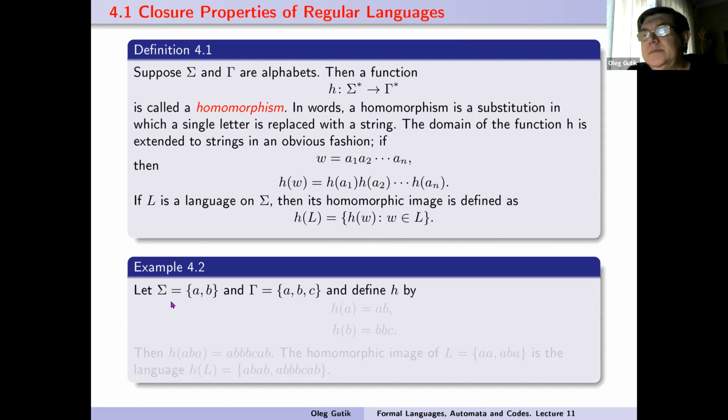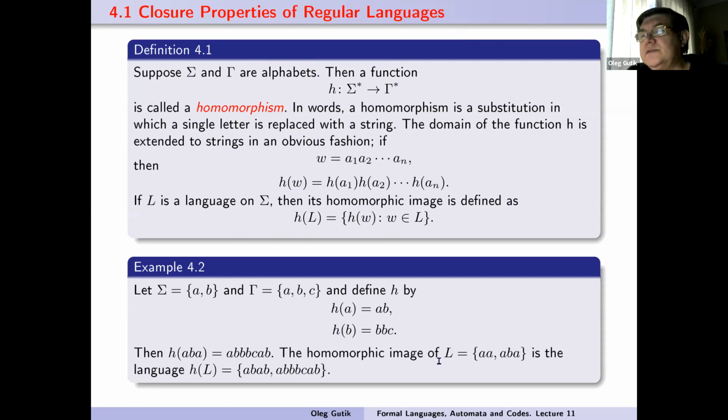Let sigma consist of two elements, a and b, and gamma consist of three elements, a, b, and c, and define the mapping in the following way. h of a is equal to ab, h of b is equal to bbc. Then h of aba is equal to abbbcab. The homomorphic image of the language L, which consists of aa and aba, is the language h of L, which consists of two words, abab and abbbcab.